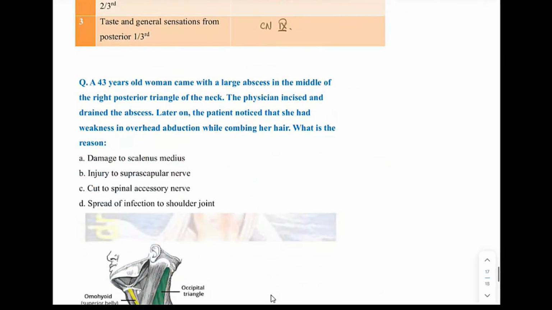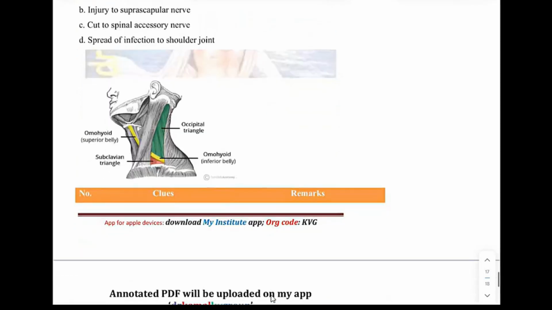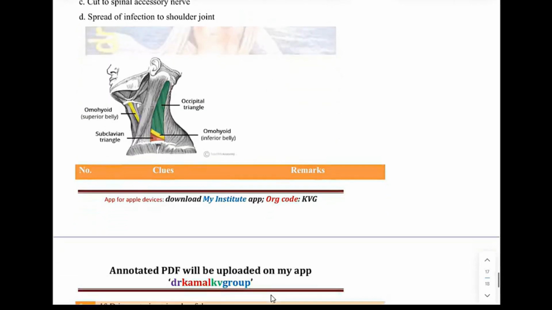Then next question, a lady was having an abscess in the posterior triangle of the neck, and then the surgeon did incision and drainage, but later on the lady found difficulty in doing overhead abduction, like combing her hair. Now what could be the reason for this? Now see, this is the posterior triangle of the neck, right? Anteriorly this is sternocleidomastoid muscle, and posteriorly this is the trapezius muscle.